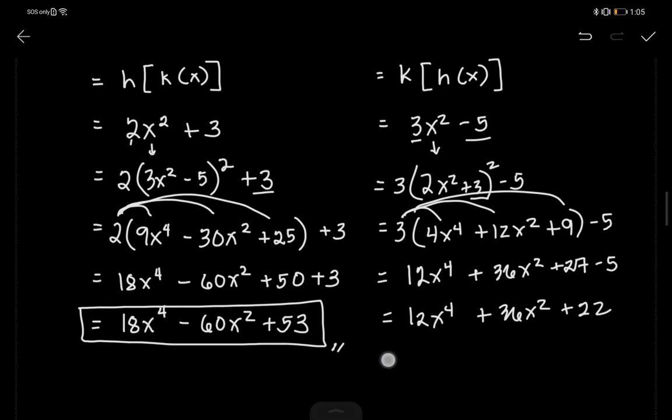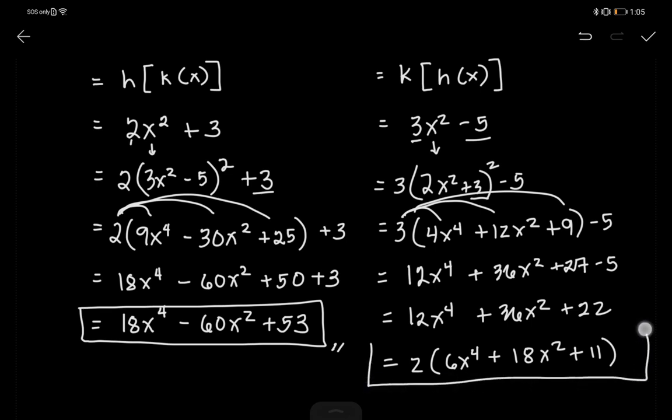Can we simplify? I think we can simplify this by 2. Let us try by 2. So therefore this is equal to 6x to the 4th power, then positive 36 is 18x squared, then positive 11. So I think this is the simplest form. So this is the final answer.